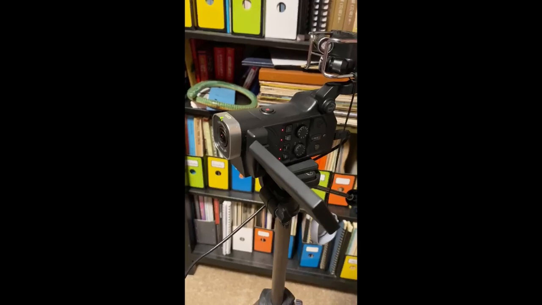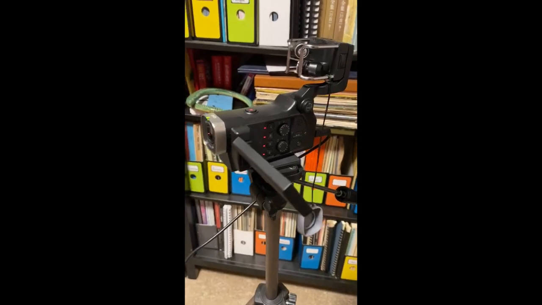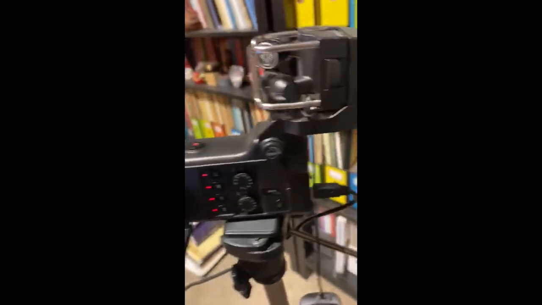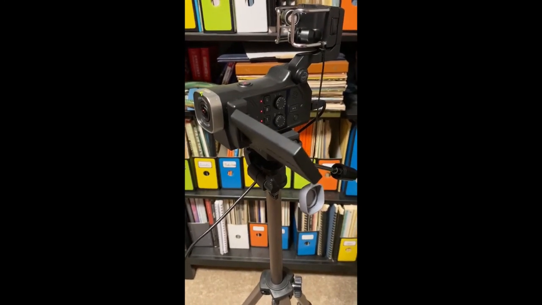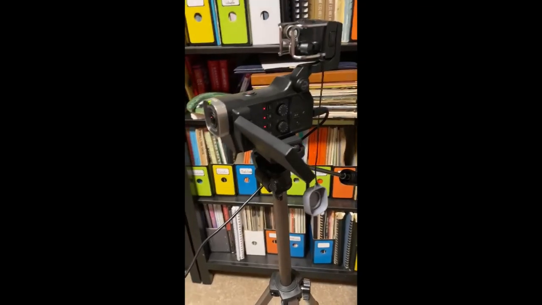This camera also comes with an interchangeable microphone system, making it compatible with a variety of options. You can plug in an additional microphone if you want to use different ones. On the back, you can see that you can use different kinds of microphones that we talked about earlier. This camera features a stereo condenser microphone capsule, well suited to capturing live events, concerts, or videos of yourself playing with studio quality sound. It's about $450 on Amazon, and I have included a link. You can check on it if you're interested.